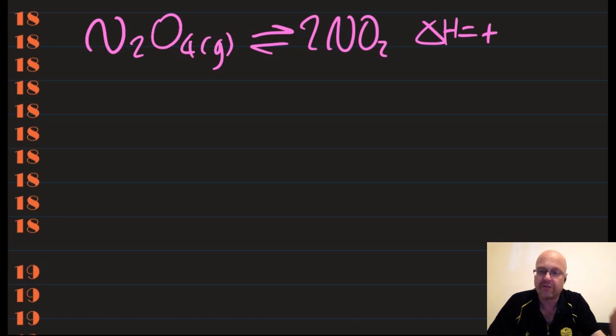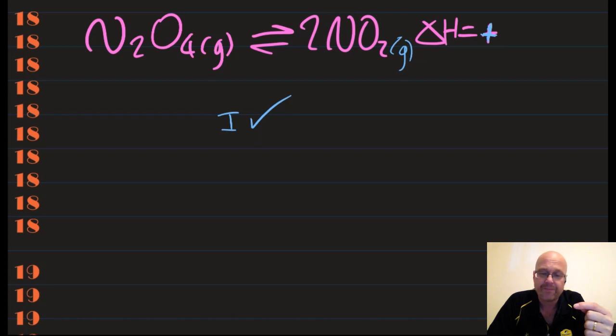Equilibrium, what's going to shift it to the right? If you increase the temperature, it favours the endothermic side, and this is indeed the endothermic side. So increasing the temperature, that's true. It will shift to the right to cool itself down.